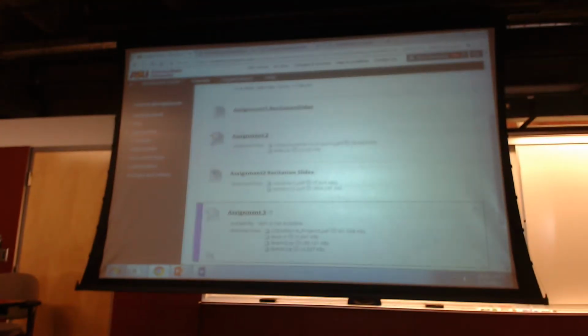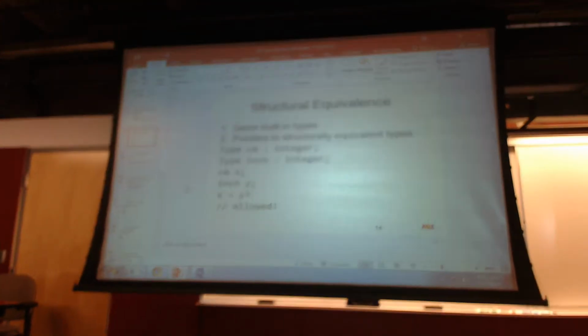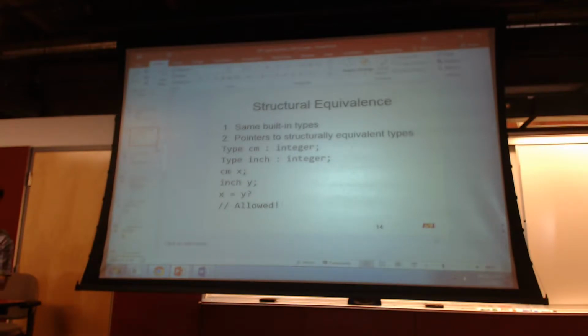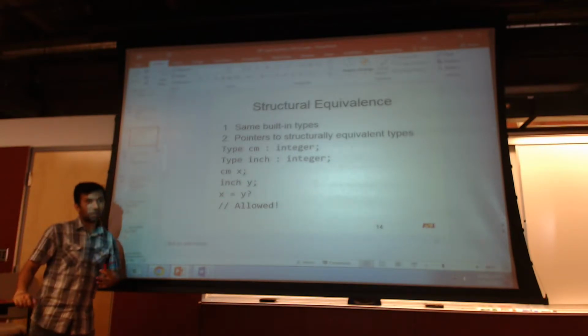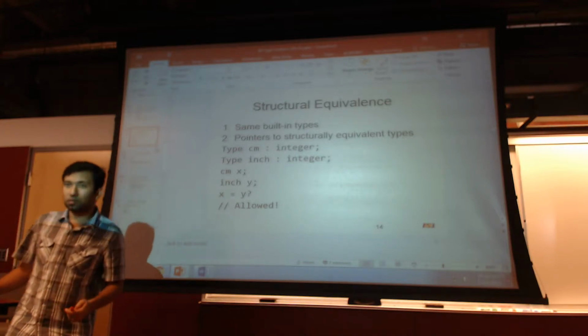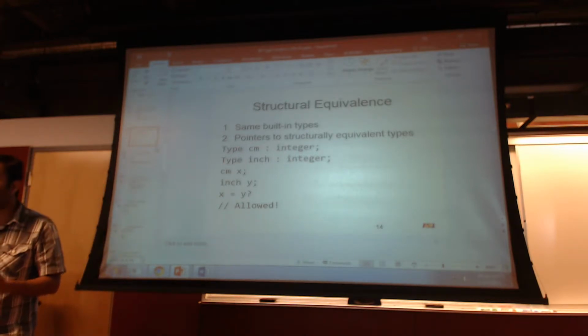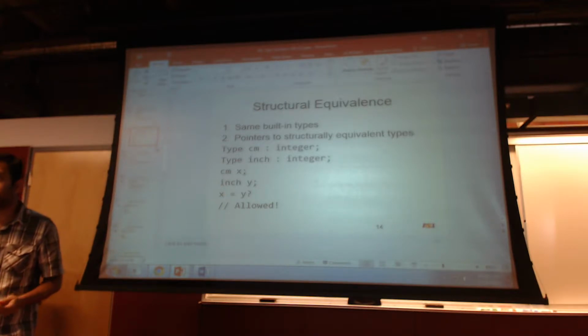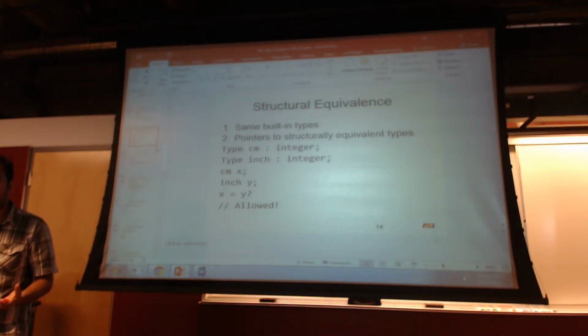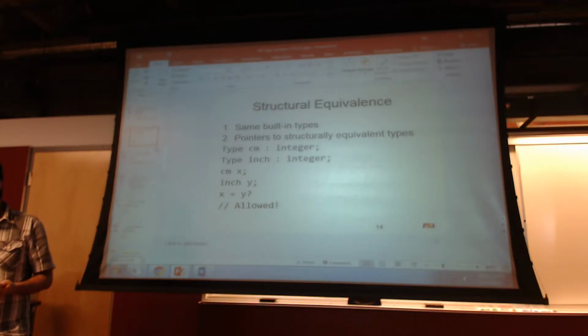So let's restart. We are doing type systems, and we said that we want to do type compatibility. Type compatibility deals with finding equivalence between types, whether two variables are of the same type or not. There are two different types of equivalence: one is name equivalence, another is structural equivalence. What is name equivalence? Name equivalence means both variables should have the same type name.